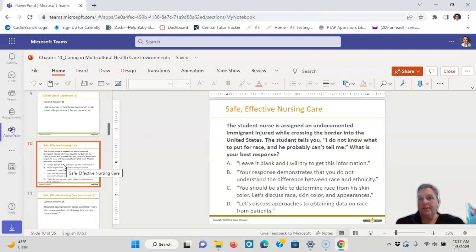Safe and effective nursing care. Here's a question for you. A student nurse is assigned an undocumented immigrant injured while crossing the border into the U.S. The student tells you, "I don't know what to put for race. You probably can't tell me." What's your best response?